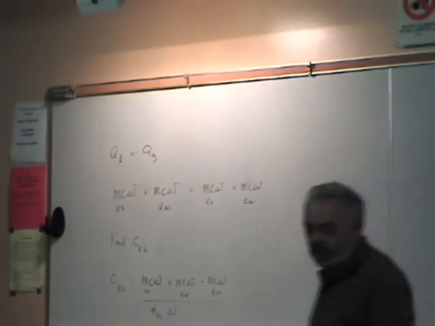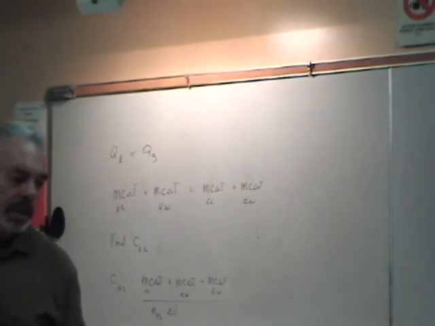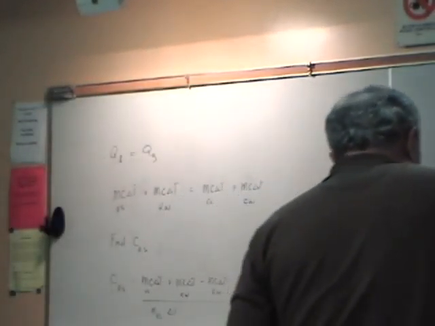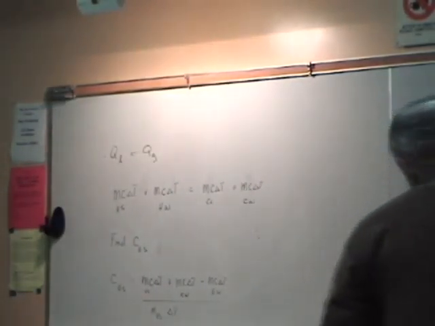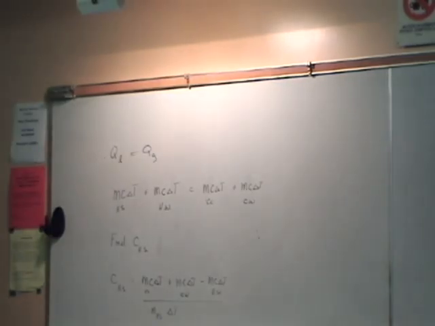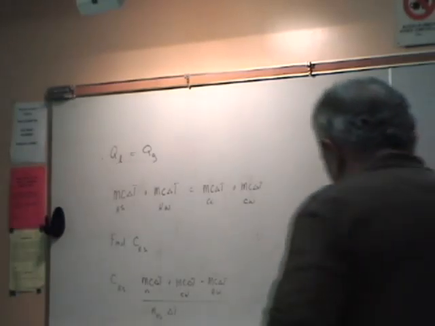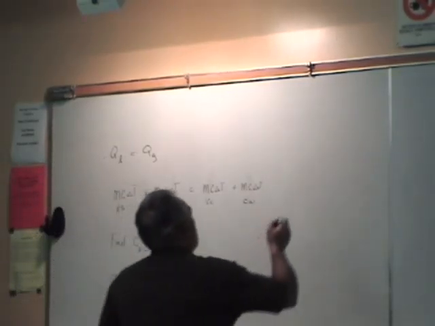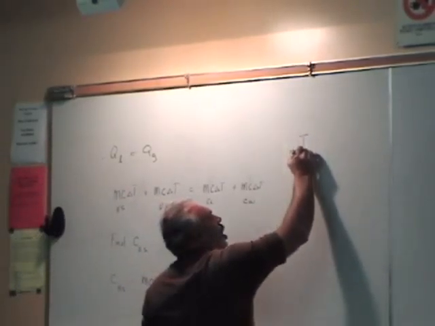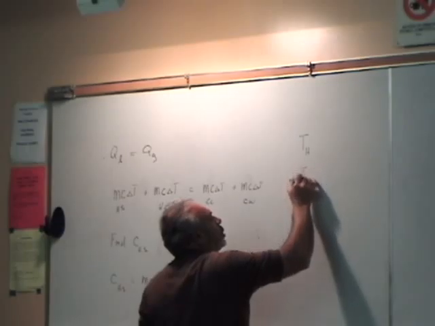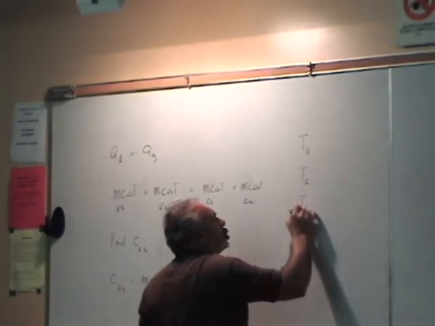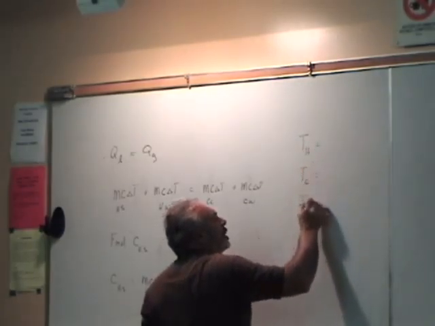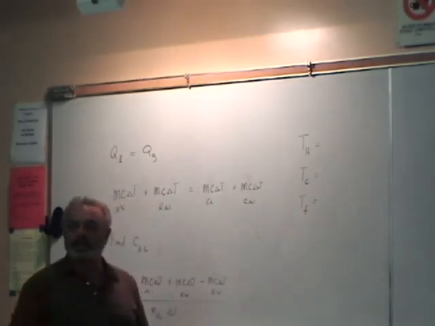It was pretty obvious that I measure the initial temperature of the hot water in a shot, I measured the initial temperature of the calorimeter cup, then I measured the final temperature. So those three temperatures, which I will call temperature hot, temperature cool, temperature final, they equal something. I don't know what they equal, but that will equal something.